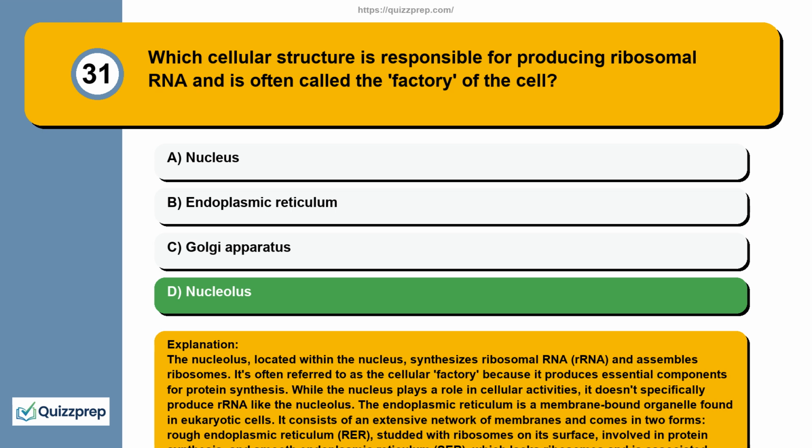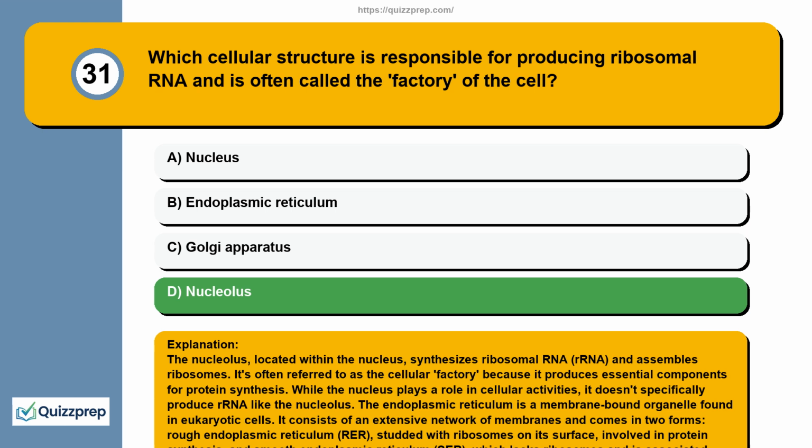The endoplasmic reticulum is a membrane-bound organelle found in eukaryotic cells. It consists of an extensive network of membranes and comes in two forms: rough endoplasmic reticulum, RER, studded with ribosomes on its surface, involved in protein synthesis, and smooth endoplasmic reticulum, SER, which lacks ribosomes and is associated with lipid synthesis, detoxification, and storage of calcium ions.